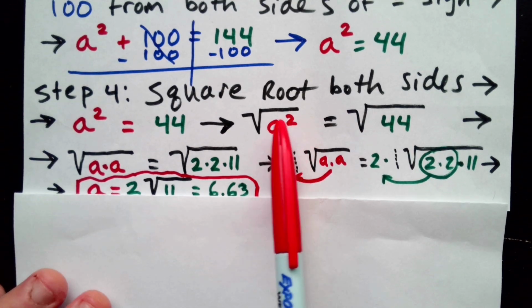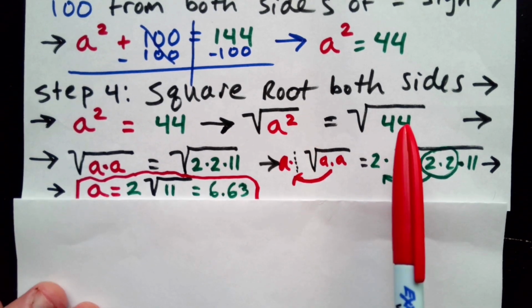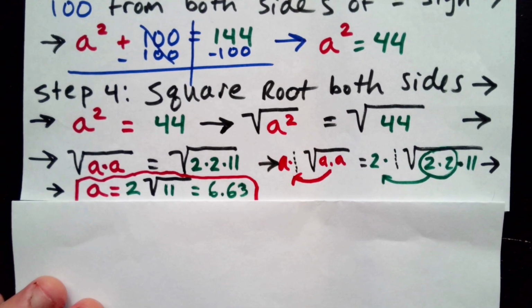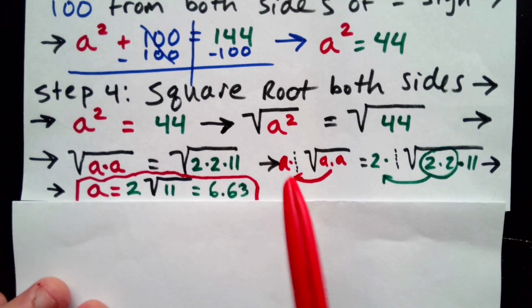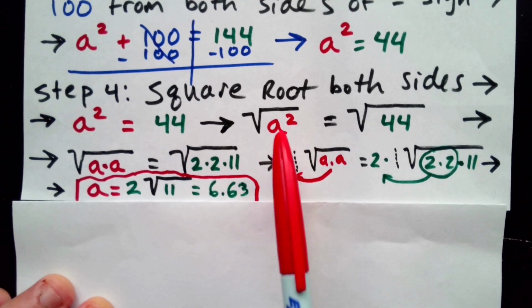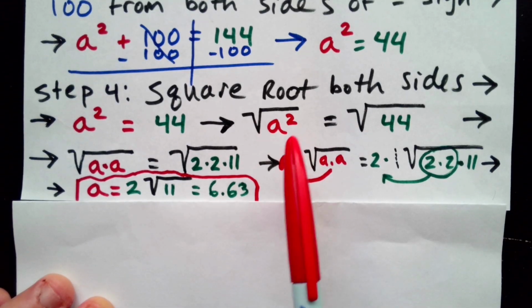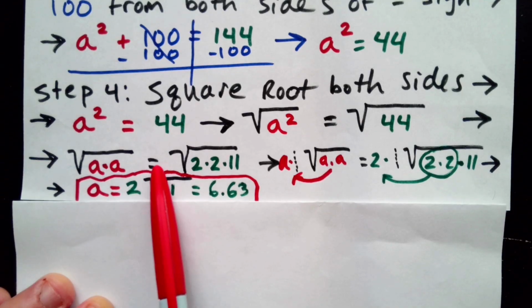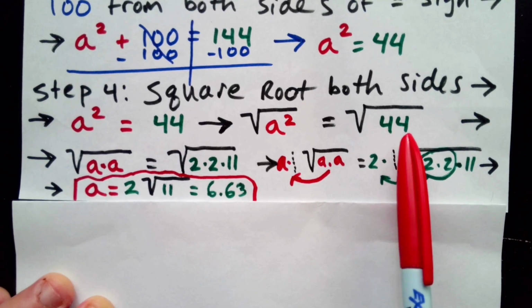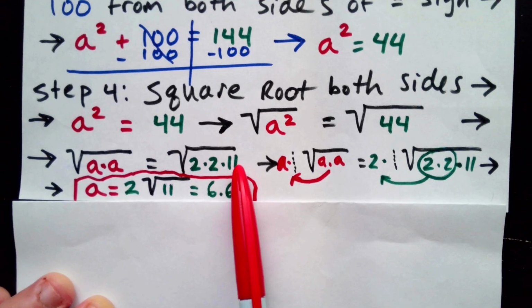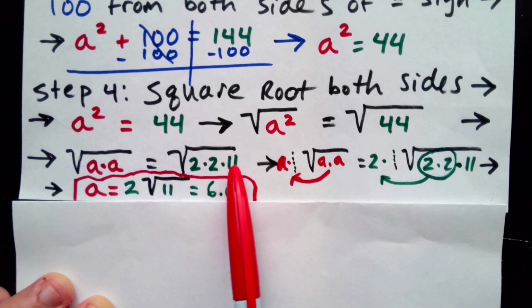In order to free up any term outside of these radicals, you need a perfect pair. If you missed my video, go back and watch the video on how to simplify radicals manually without using a calculator. It will help you here with this particular step. So A squared is A times A. 44 breaks down to 2 times 2 times 11. 2 times 2 is 4. 4 times 11 is 44.